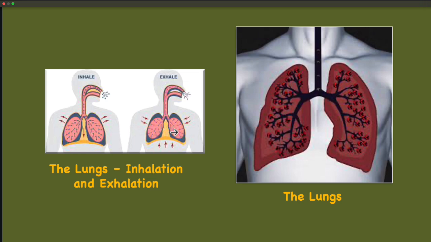Now, on the right side, you see exhalation. This is when you release the air from your lungs, and it's this flow of air that allows you to produce speech. As the air is pushed out, it travels through the vocal cords, which vibrate to create sounds.